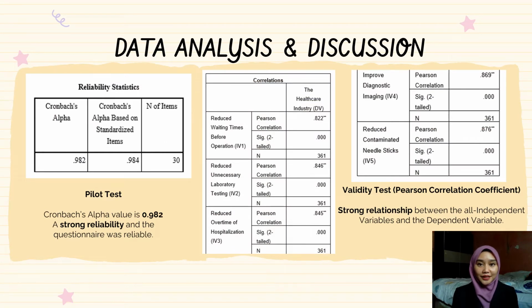Next is the pilot test. Cronbach's alpha value is 0.982, which shows strong reliability, and the questionnaire was reliable. As for the validity test, which is Pearson correlation coefficient, the Pearson correlation for all independent variables is above 0.8, which shows there is a strong relationship between all independent variables and the dependent variable.